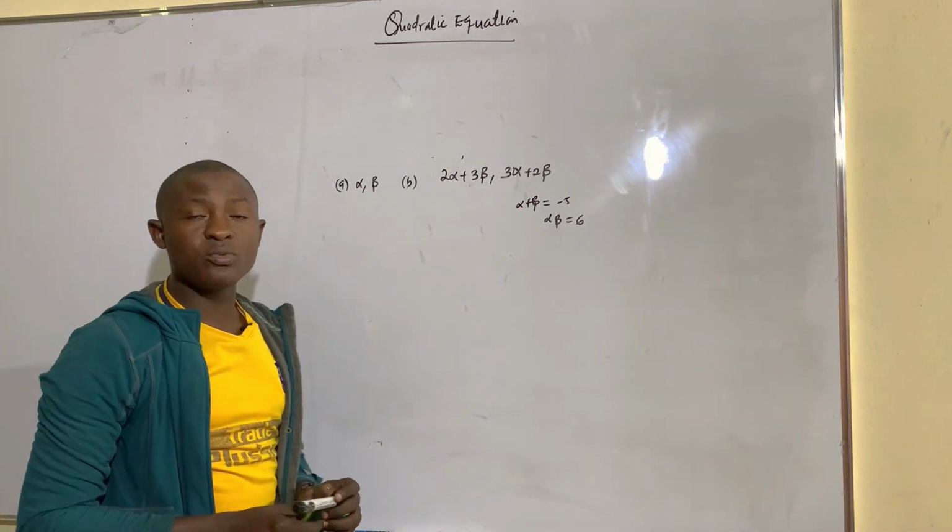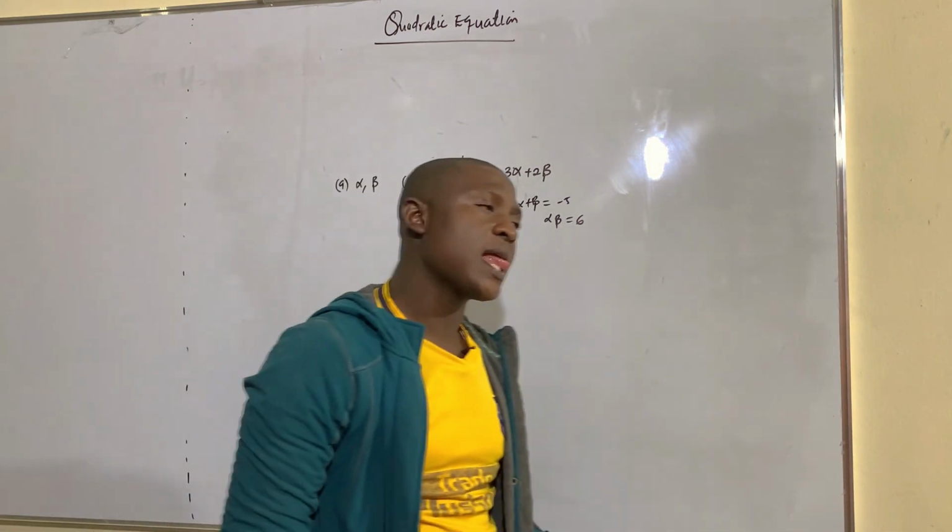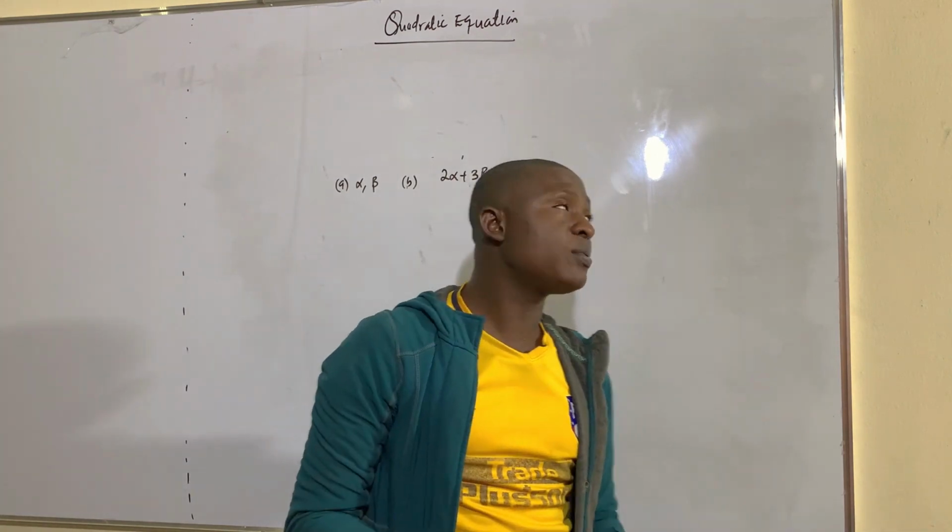alpha, comma, beta. You see, we don't have a formula for ordinary alpha. Note, it's not alpha beta, it's alpha comma beta. You don't need to confuse yourself. You just have to follow the same process.